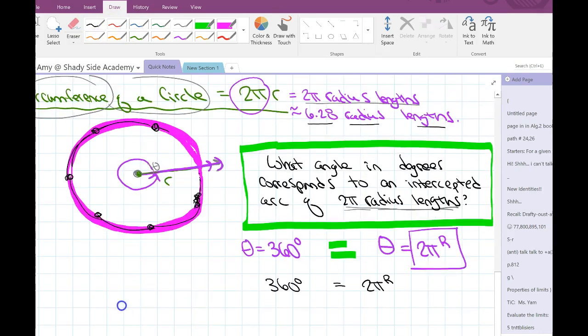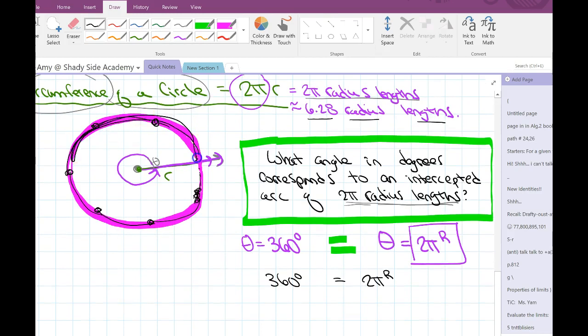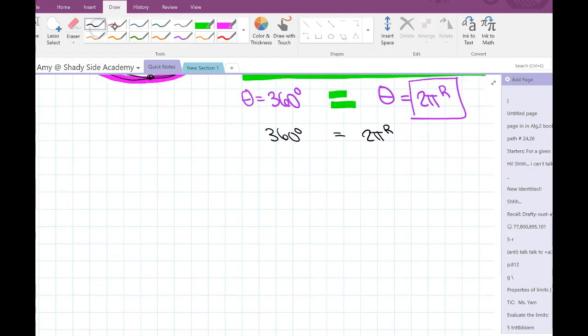And from here, we can play a whole bunch of games. I can say, if 2 pi radians is 360, how many radius lengths is 180? If I open this angle, start here, end here, the intercepted arc is right here. How many radius lengths are in that intercepted arc? The entire way around is 2 pi, then 180 degrees is equal to 1 pi radian, or just pi radians.